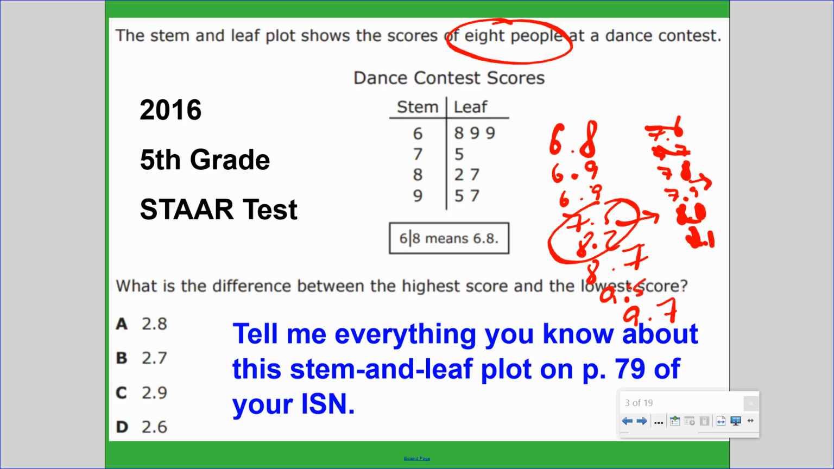But let's go back to our question. The highest score was 9 and 7/10. The lowest score was 6 and 8/10. Difference means subtract, so we regroup. Can 7 take away 8? You regroup, so it's 17. So 17 minus 8 is 9. So we know it can't be, I think it's C, and it is C. I wonder if you got that correct last year.